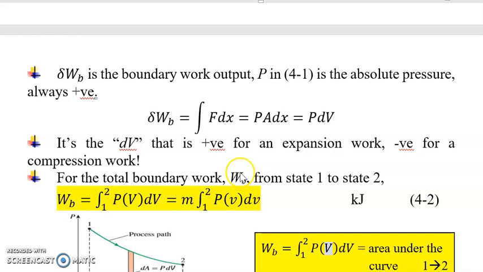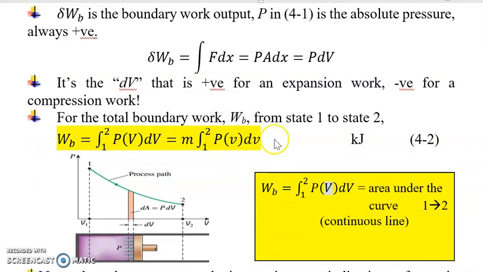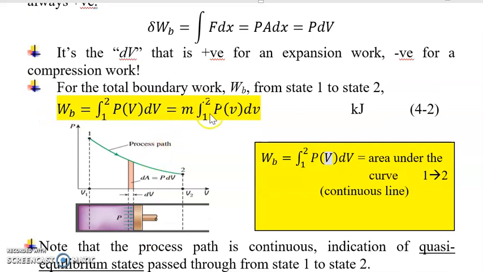Let's see why. For the total boundary work, WB, from state 1 to state 2, it is given by the integral of P dV from 1 to 2. It is represented by this continuous line. In an example for expansion, you notice that the final volume is larger than the initial volume, and the pressure has dropped. It's an expansion process. So the area under the curve is actually the boundary work.